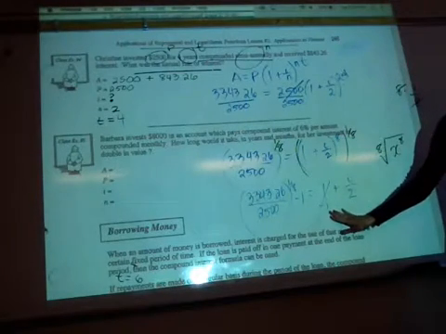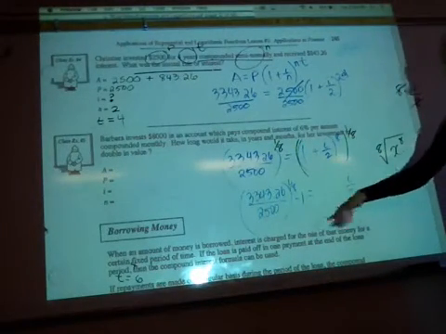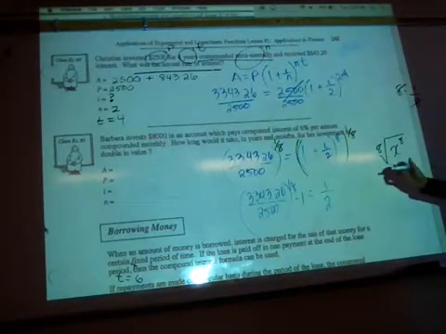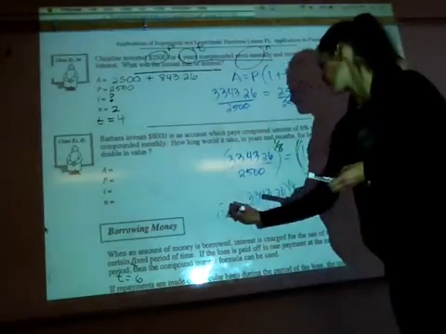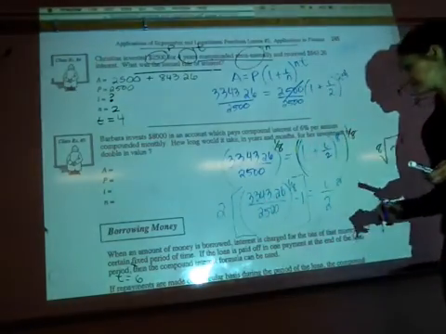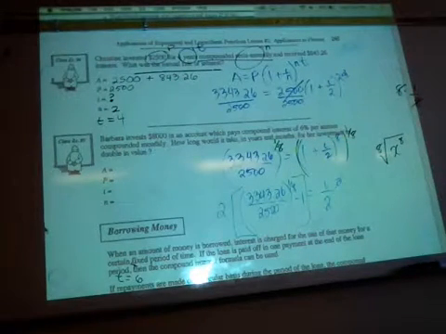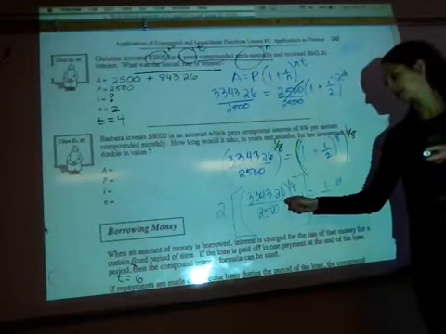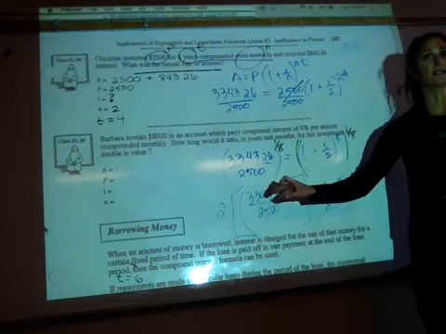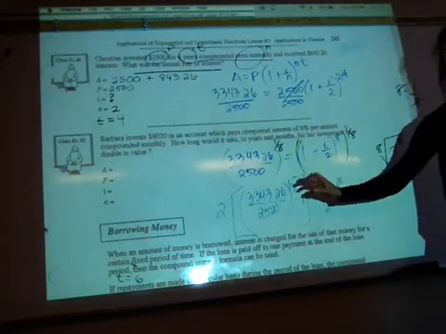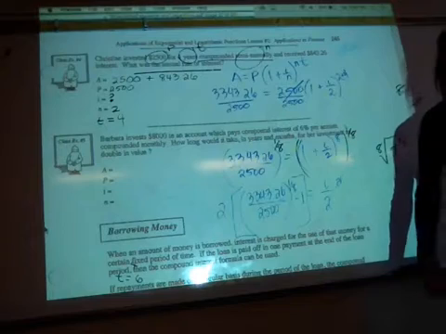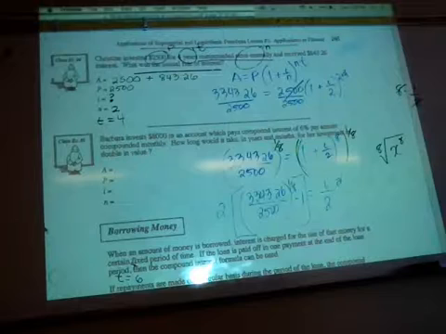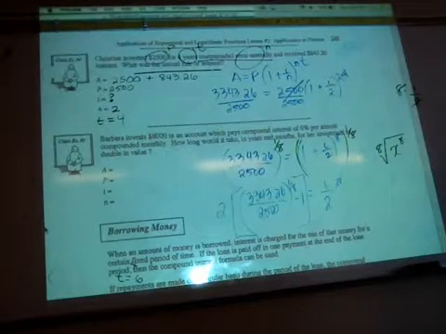You guys okay if I erase this? Okay, now if I'm solving for the I, and I have 2 in the denominator, I have to multiply by 2 on both sides. So I have 2 multiplied by all of this. So that's a lot to put in your calculator, and just to help you with that, first we're going to divide 3,343.26 divided by 2,500. Press enter. Raise it to the power of 1/8. Press enter. Subtract 1, press enter. Then multiply it by 2, press enter. That's probably the easiest way to do it so that you don't make any silly mistakes on your calculator.